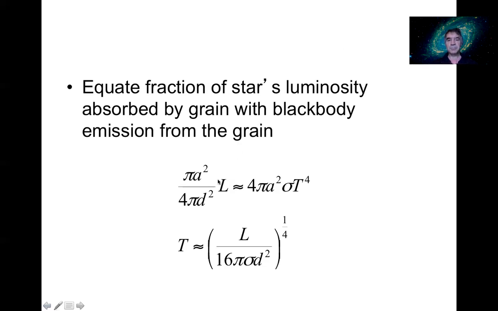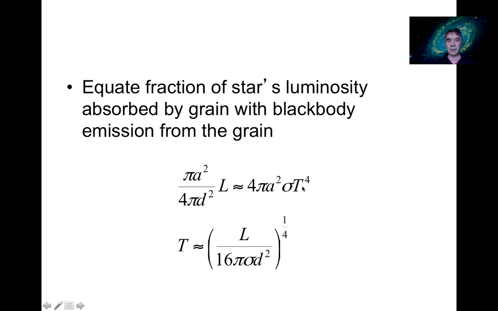times the luminosity. And then the equation on the right should be familiar to you. This is just the luminosity of a sphere with radius a and temperature T. 4 pi a squared is the surface area, because it's emitting in all directions from its surface, and sigma T to the fourth is the power radiated by a black body per unit area.